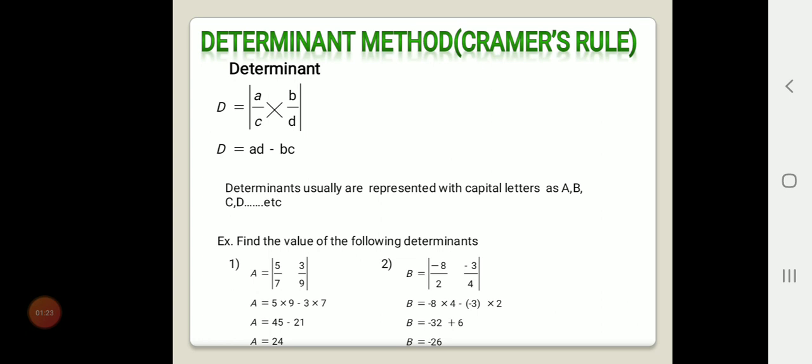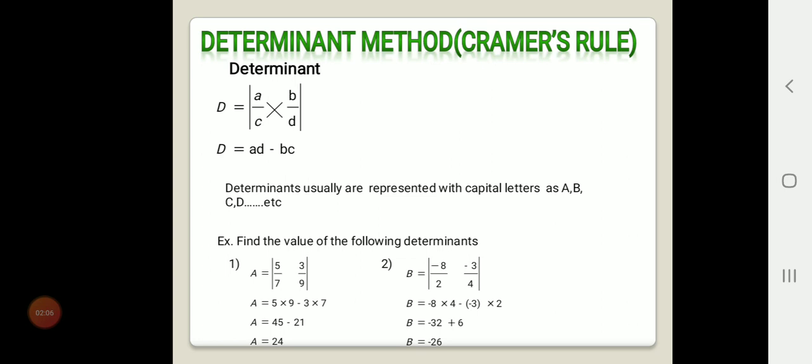Determinants are usually represented with capital letters such as A, B, C, D, etc. Example: find the value of the following determinant, 5, 3, 7, 9. Solution. A is equal to determinant 5, 3, 7, 9, which is 5 into 9 minus 3 into 7. Multiplication of 5 into 9 is 45, 3 into 7 is 21. 45 minus 21 is 24.